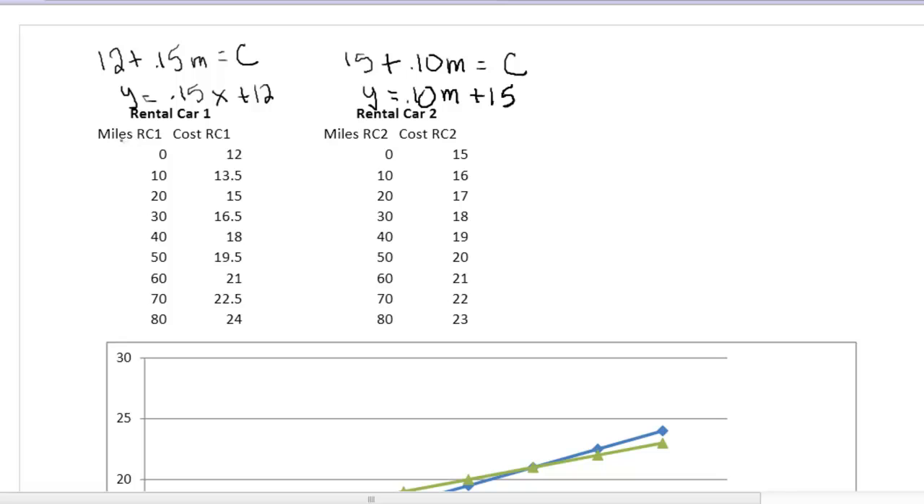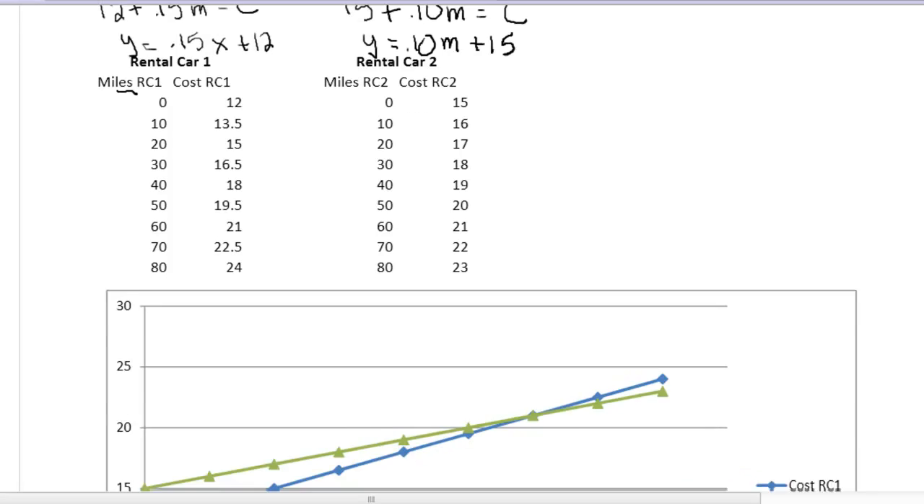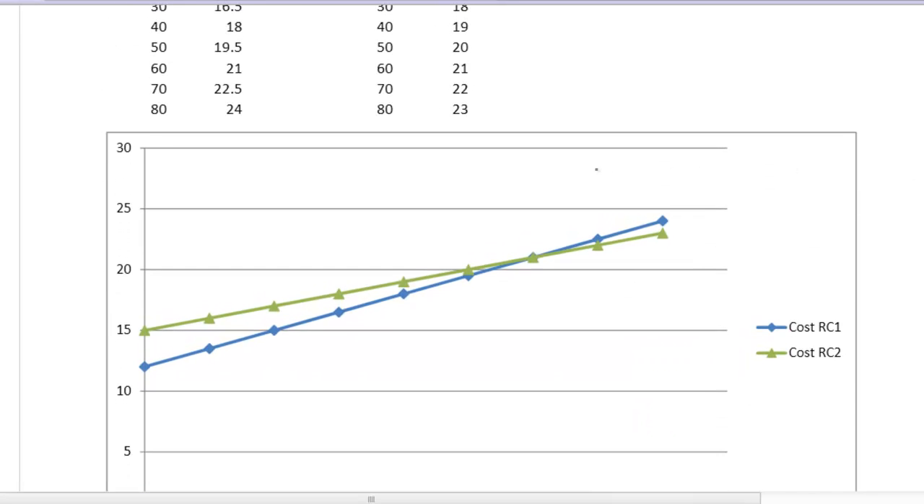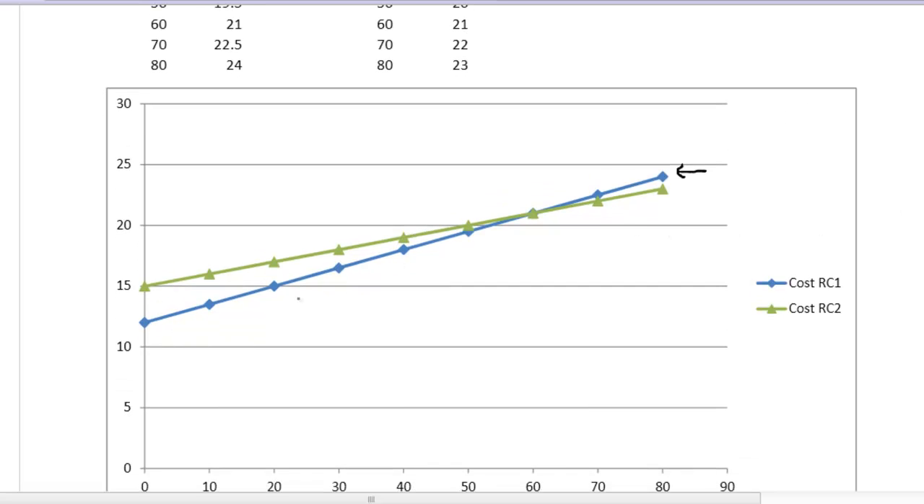So, I've gone ahead and calculated some points. Our x points are our miles, so I put in x is 0, I get y is 12. If x is 10, y is 13.5, and so forth. Now I created these points and then graphed them onto a grid so that you can see rental car 1, which is right here in blue. Here is the graph showing as you increase in miles how much it's going to cost. And here's rental car 2.